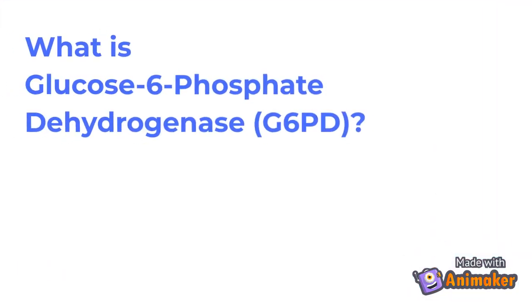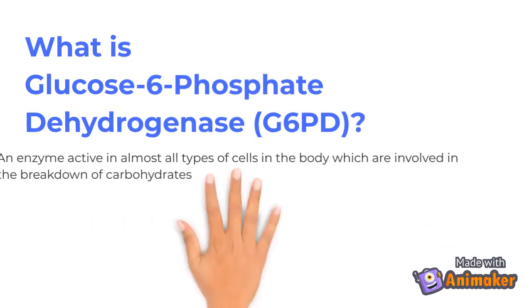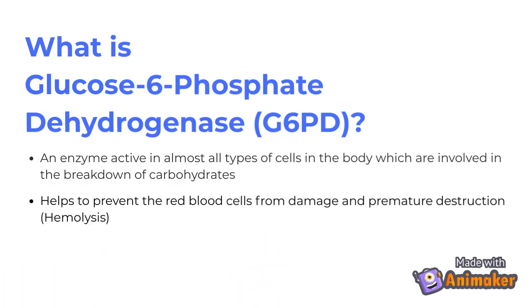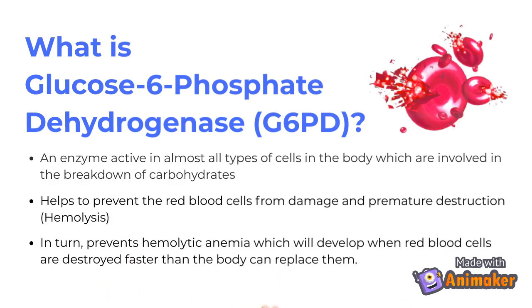First of all, what is glucose-6-phosphate dehydrogenase? It is an enzyme which is active in almost all types of cells in the body which are involved in the breakdown of carbohydrates. This enzyme is involved in processing carbohydrates as well as playing a very crucial role in red blood cells, as it helps to prevent red blood cells from damage and premature destruction, known as hemolysis. This eventually prevents hemolytic anemia, which develops when red blood cells are destroyed faster than the body can replace them.